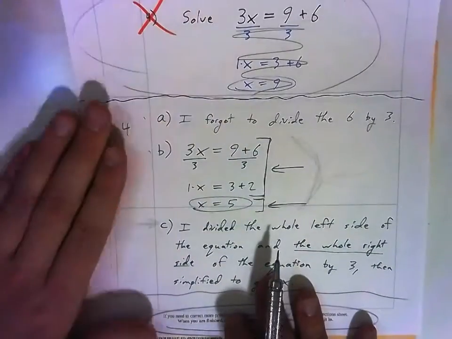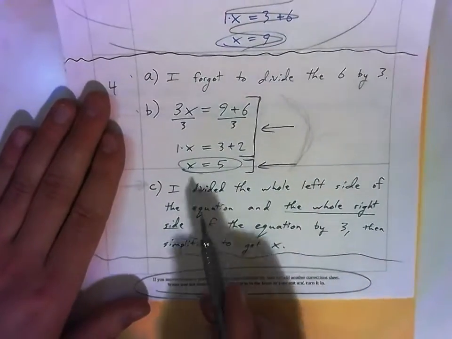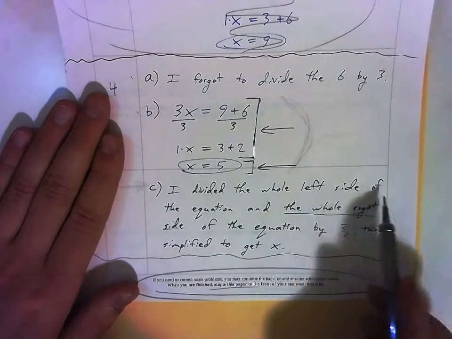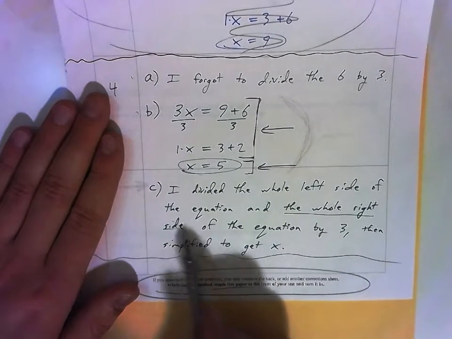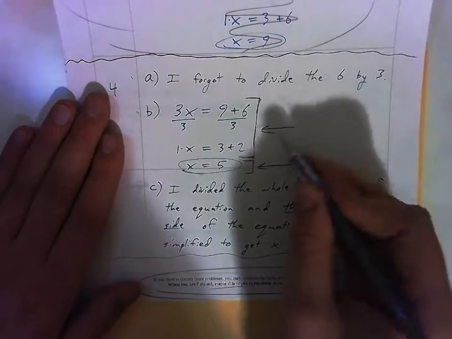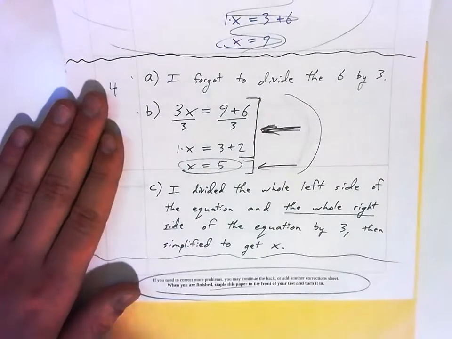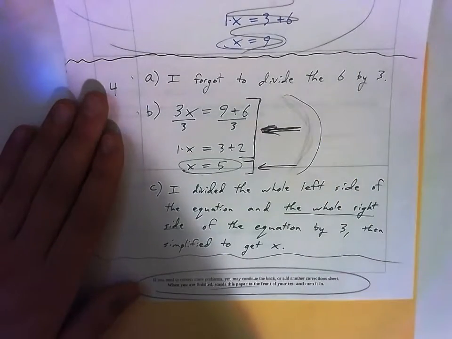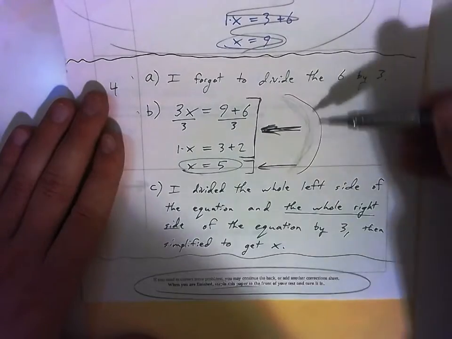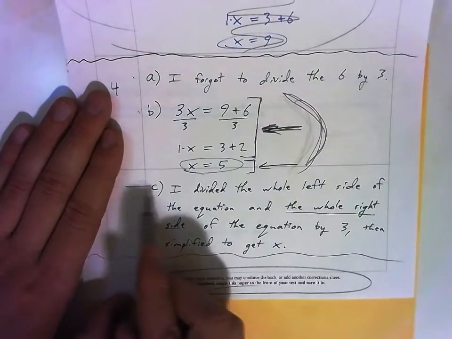Okay, part C, very important. Write one sentence explaining your new solution. For this one, I wrote, I divided the whole left side of the equation and the whole right side of the equation by 3, then simplified to get x. You're explaining what you did on this part right here. How, why, what of this part right here. Okay, don't forget to do part C.